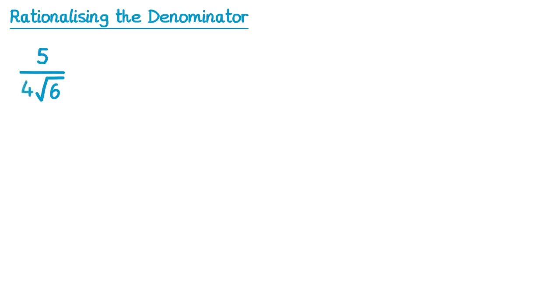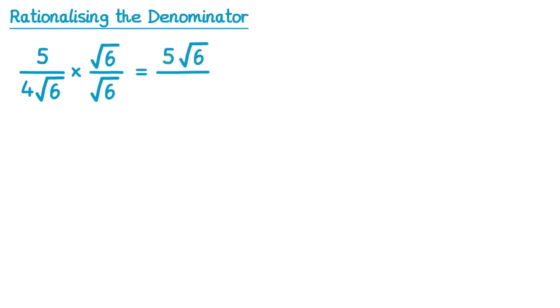You may think for this one that we need to multiply by 4 root 6 over 4 root 6. But actually we don't. We just need to multiply by root 6 over root 6, and that will still get rid of the surd on the bottom. So on the top, we do 5 times root 6, which is 5 root 6.